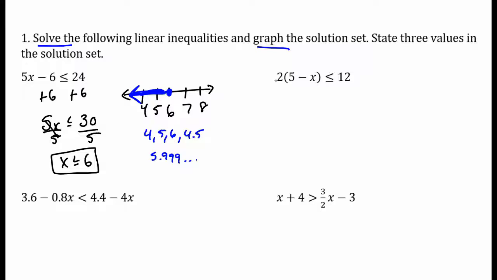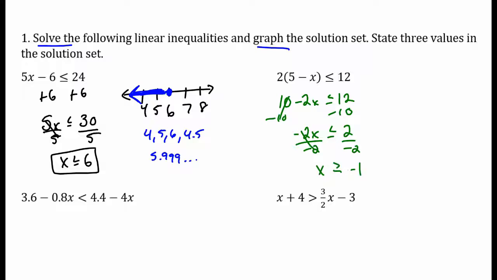Let's look at this one here. 2 times 5 minus x. Well, I know you're all going to distribute, even though I don't want you to, but let's say you distributed. That 10 doesn't have an x, so let's get rid of it. Negative 2x is less than or equal to 2. So when I divide by negative 2 here, warning, x is greater than or equal to negative 1. Notice my sign changed there. That little star means nothing, so I'll erase it.